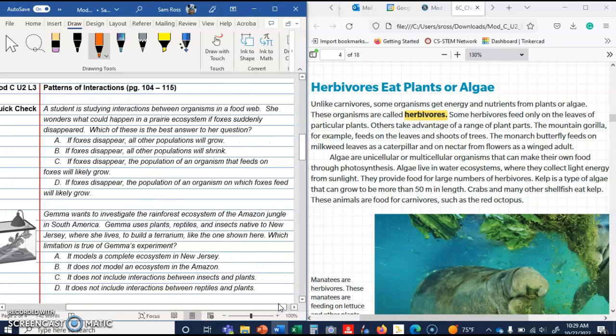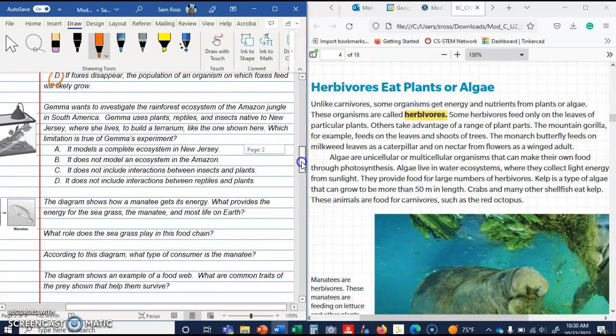Next, quick check. It says a student is studying interactions between organisms and food. She wonders what could happen in a prairie ecosystem if foxes suddenly disappeared. Which of these is the best answer to her question? I'm looking for it. It is going to be D. If foxes disappear, the population of an organism on which foxes feed will likely grow. That makes sense. Let's see. If foxes disappear, population of organisms that feeds on them will likely grow. That doesn't make any sense, because if the foxes are their prey and they disappear, no. So let's keep on keeping on here.